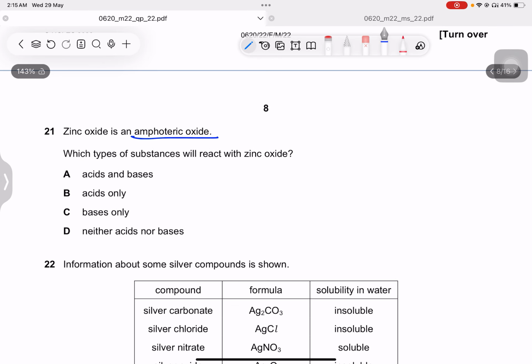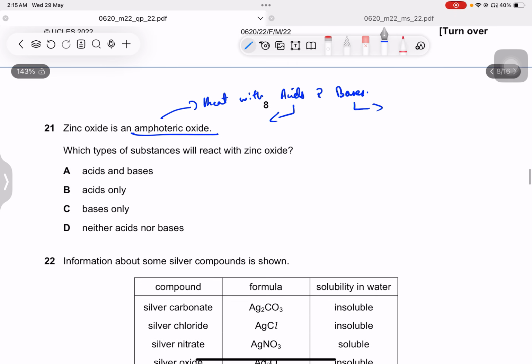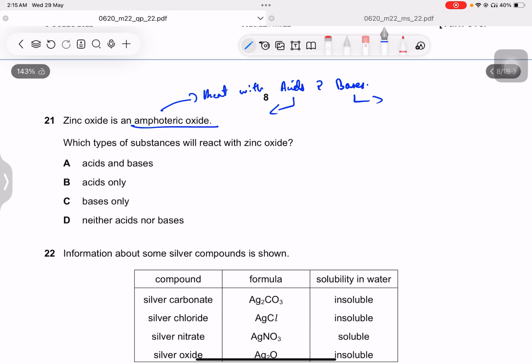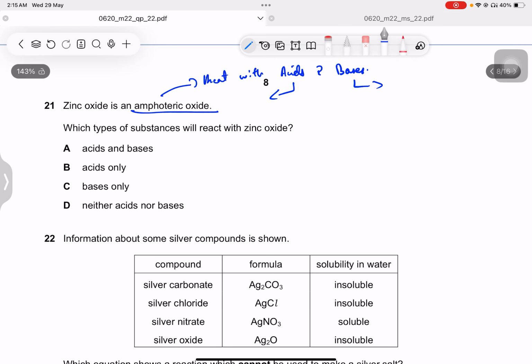Zinc oxide is an amphoteric oxide. What are amphoteric oxides? Oxides which can react with acids and bases. Basic oxides react with acids and acidic oxides react with bases, because same nature substances do not react, opposite nature substances react. But amphoteric is somewhat in between, which can react with both. It is not neutral, but it reacts with both. Which types of substances will react with zinc oxide? So we decided acids and bases. Acids only? No, no, no.